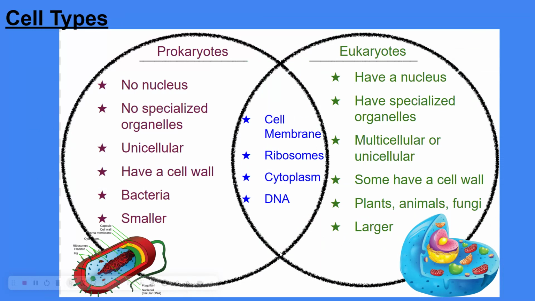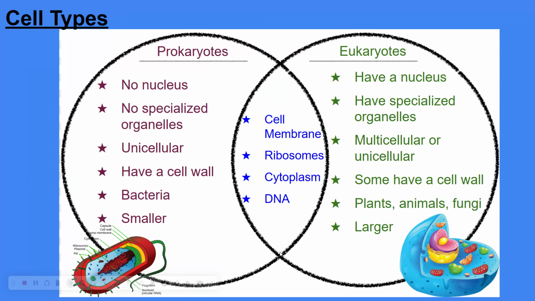Speaking of cell types, we have two main different types of cells that we are going to talk about. We have prokaryotes and eukaryotes. Prokaryotes has the pro that rhymes with no. So there's no nucleus, no specialized organelles. They are unicellular, so they do not have more than one cell. They have a cell wall. This includes all bacteria for prokaryotes, and they are generally smaller.